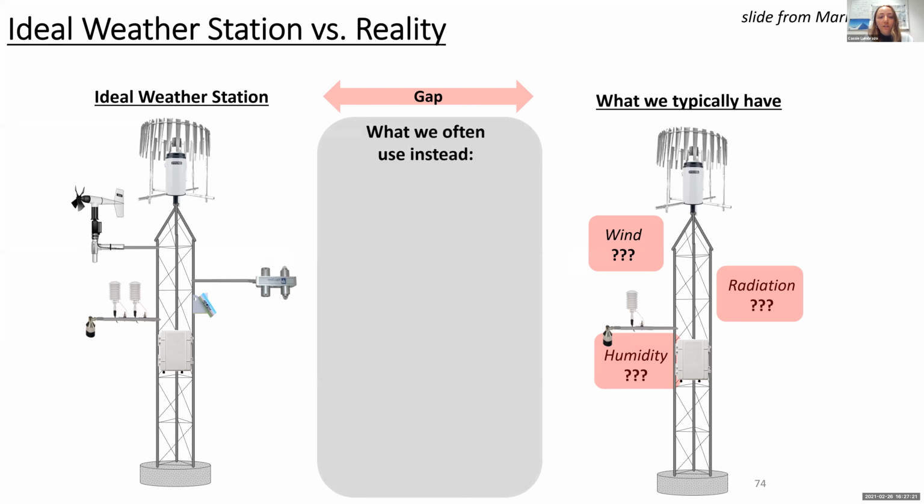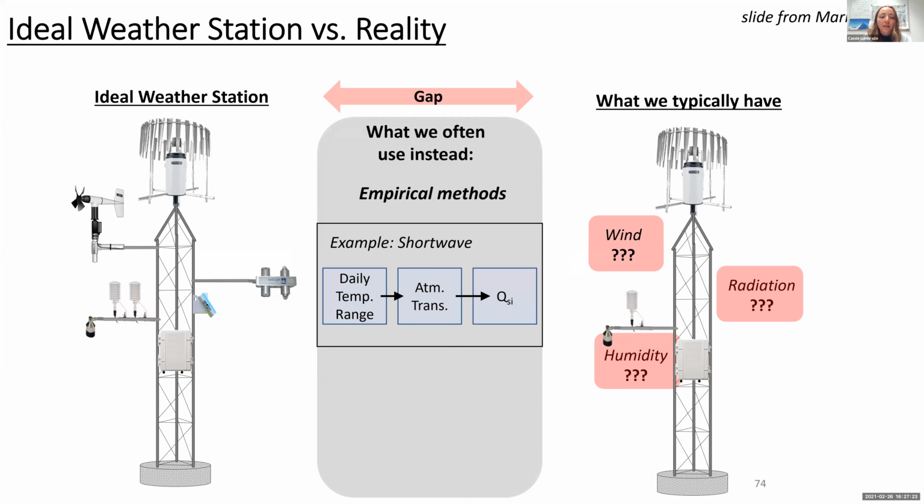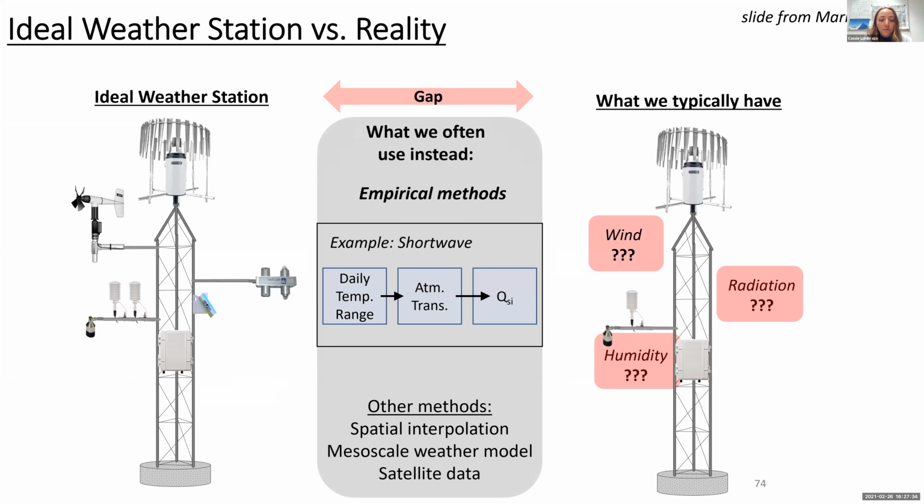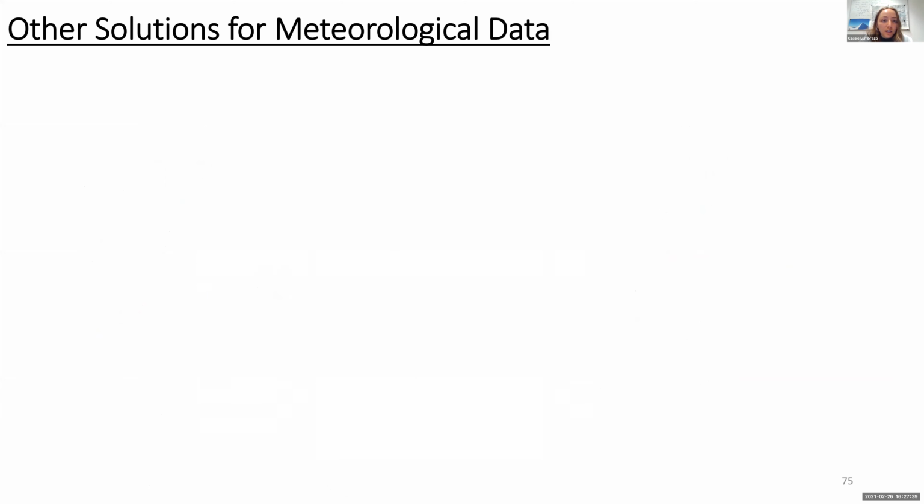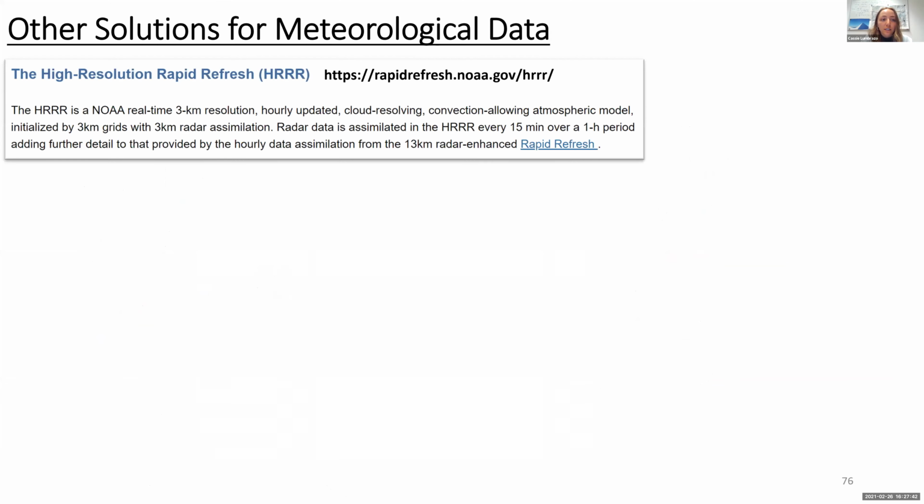So what we often use instead are empirical methods. For example, for shortwave, we can use an empirical method to get shortwave. And then you have these other methods to actually get these values. What these other solutions can look like, to get your meteorological data, is something called HRRR, which people may have heard of. I've also heard it called HER, but it's an atmospheric model which is going to give you your meteorological data.